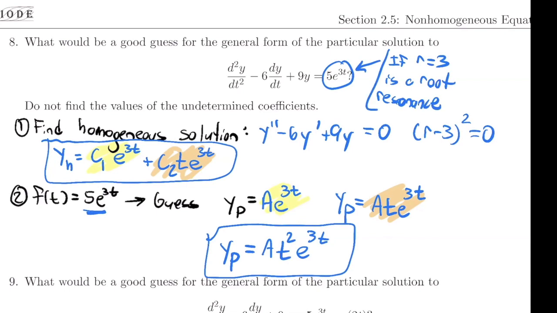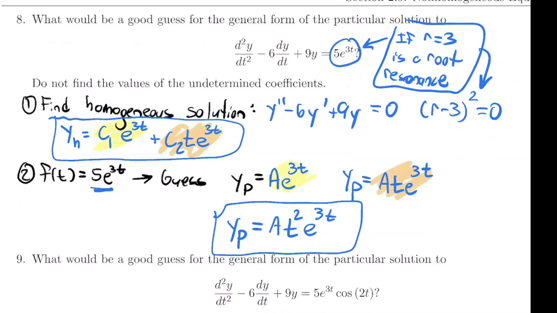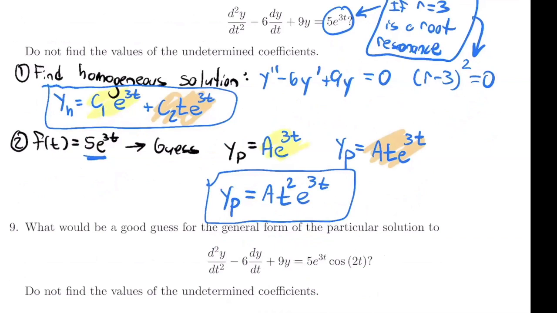Then we can say, when we find the homogeneous solution, if r equals 3 is a root, then we're going to have resonance. So that's another way to think about it, consistent with the way that we've been describing it. Okay, any questions about that?